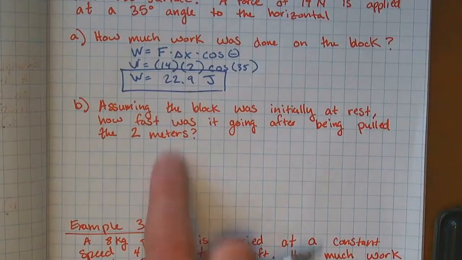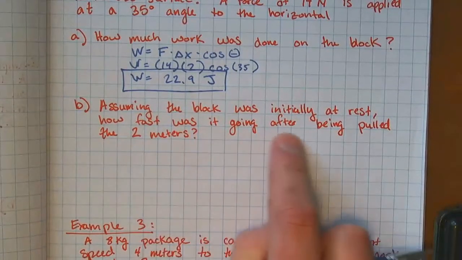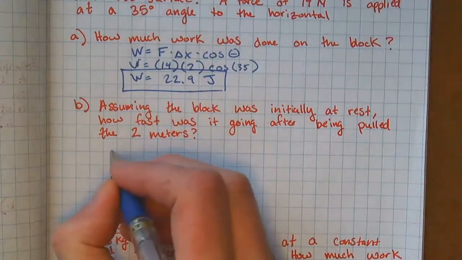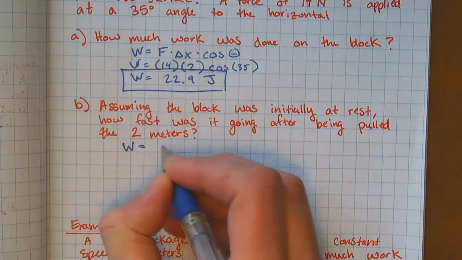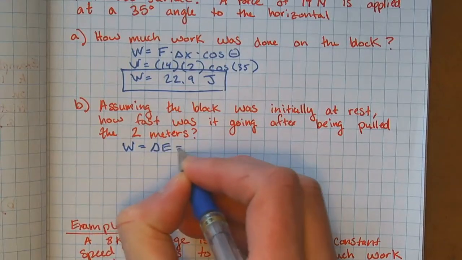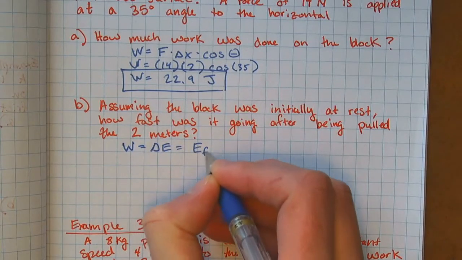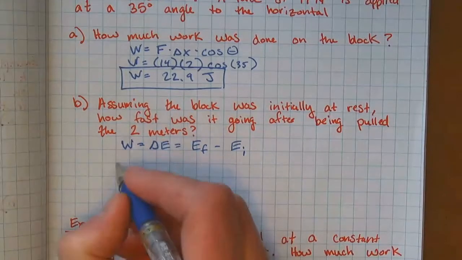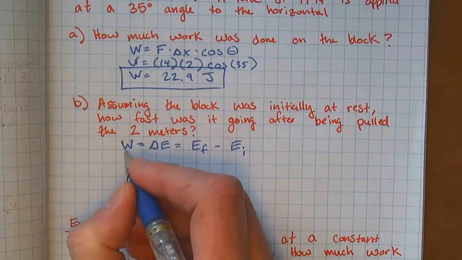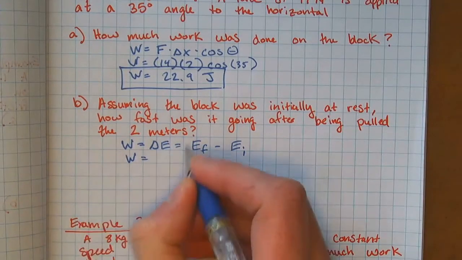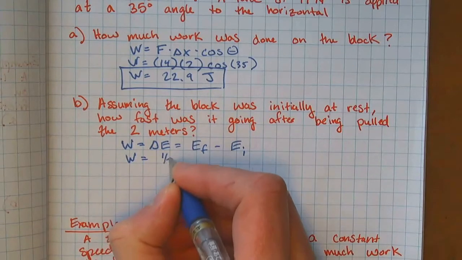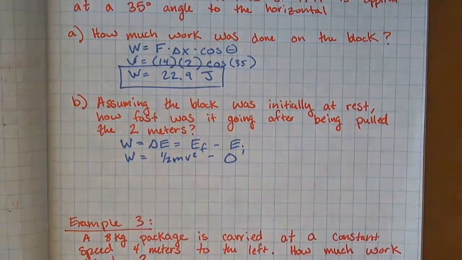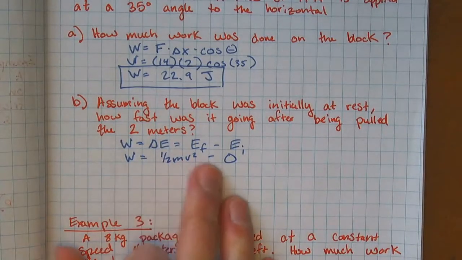Next, assuming that the block was initially at rest, how fast is it going after being pulled for the 2 meters? For this, we're going to use the other one: work is equal to change in energy. Change in energy is final energy minus initial energy, right? Any delta is final minus initial. We're talking about kinetic energy here. So work is going to be equal to 1/2 mv squared, because it's moving at the end and it was not moving at the beginning. So the initial energy was 0.